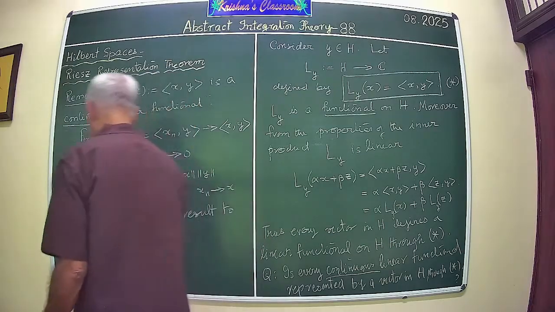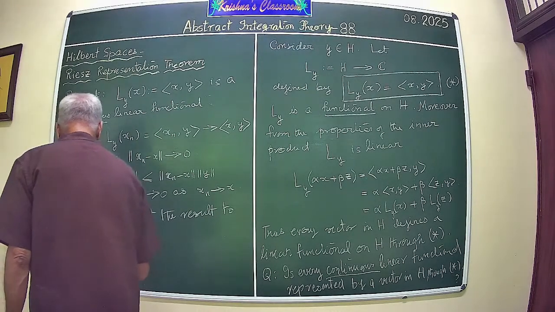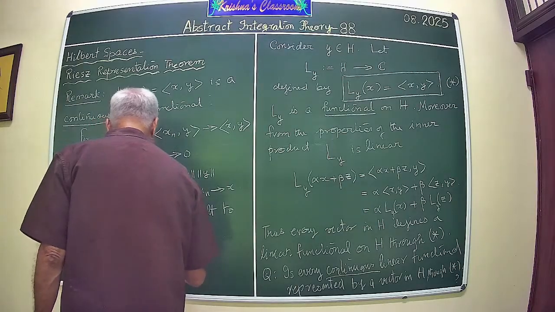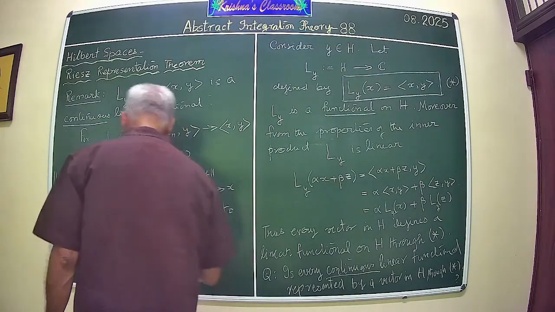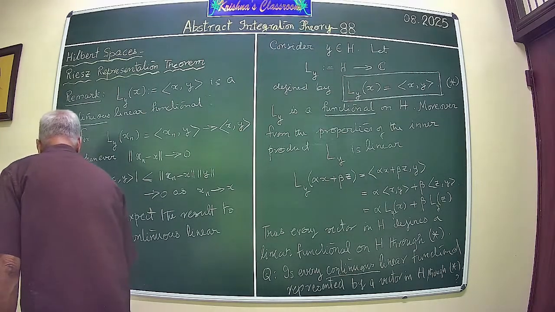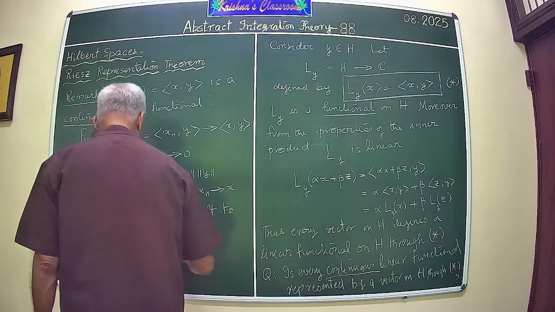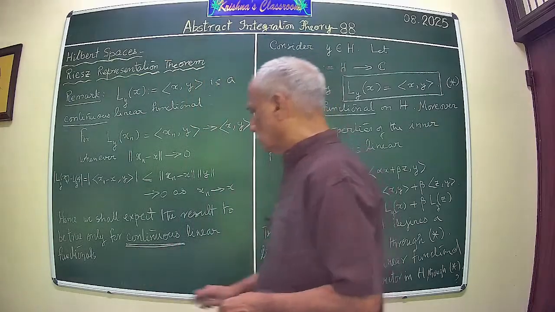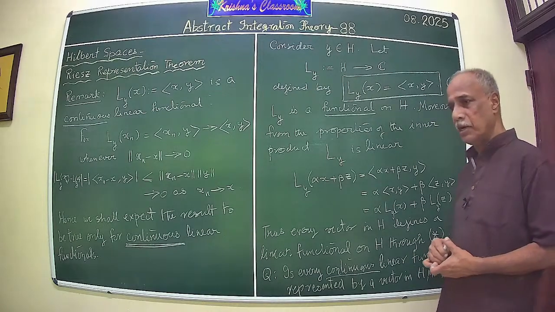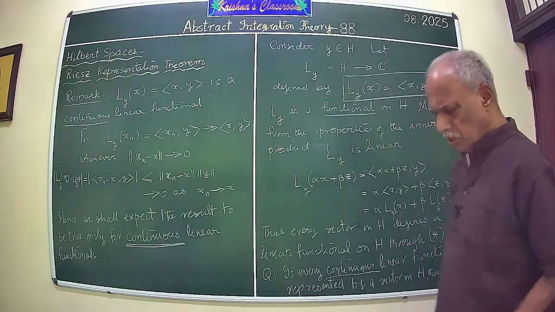So the theorem can be expected to be true only for continuous functions. This is an important property that we attribute to the linear functional, and only for such linear functionals can you expect the representation theorem to hold.